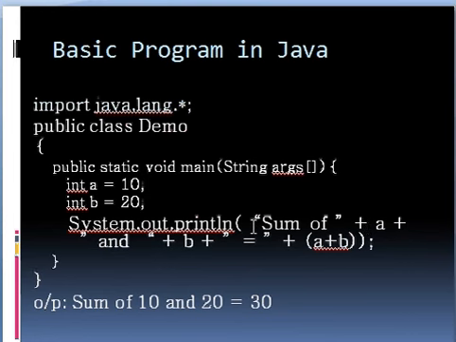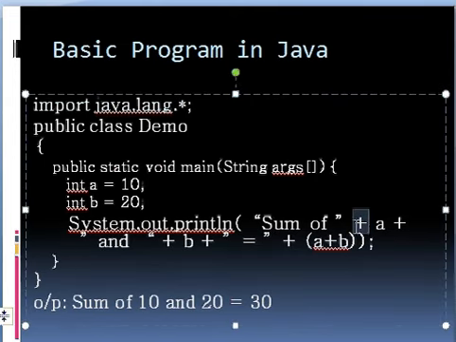Now if you notice here, we don't have any format specifiers like in C. So we have sum of, this is a string constant. This is the string concatenation operator. This will plug in the value of the variable since it is not in double quotes. Similarly b, and this will compute the sum and give the answer.